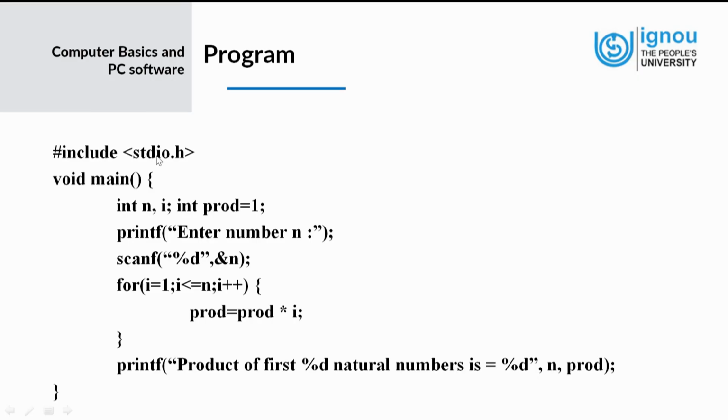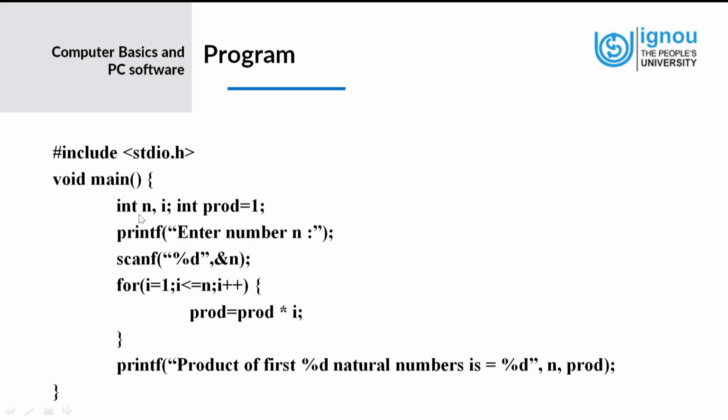But how to write the code for it? When we write code for it, as we discussed, we include stdio.h, that is standard input output. Those are the header files which contain the basic declarations of functions like scanf and printf, as we discussed last time. And main is the main function where all the processing is going to be done.